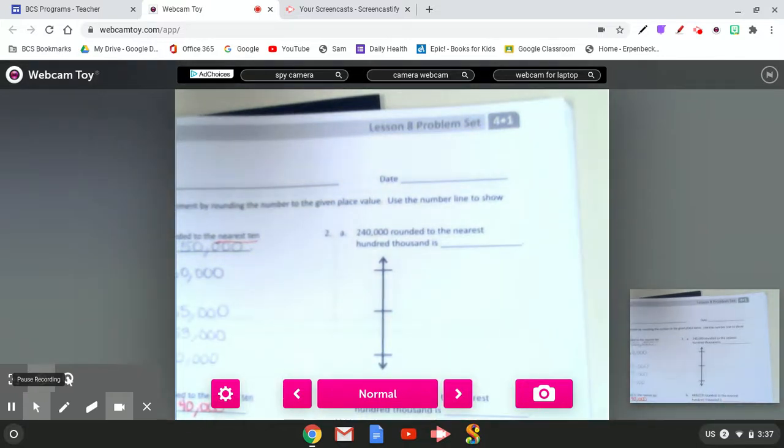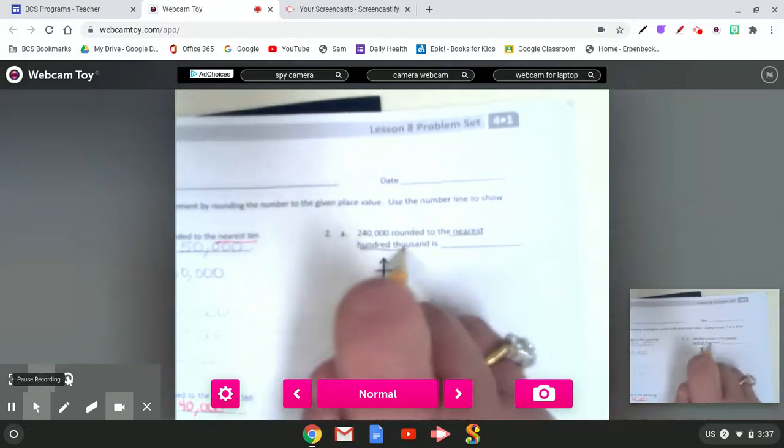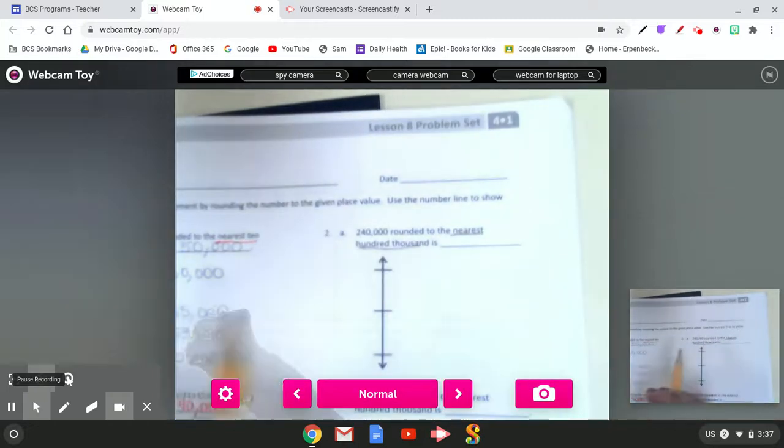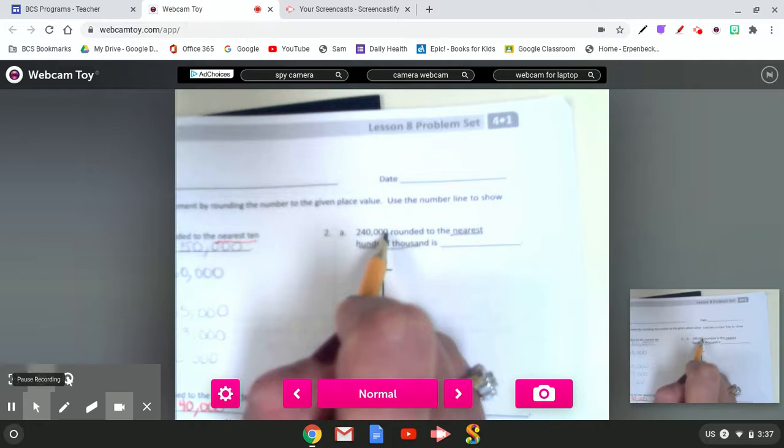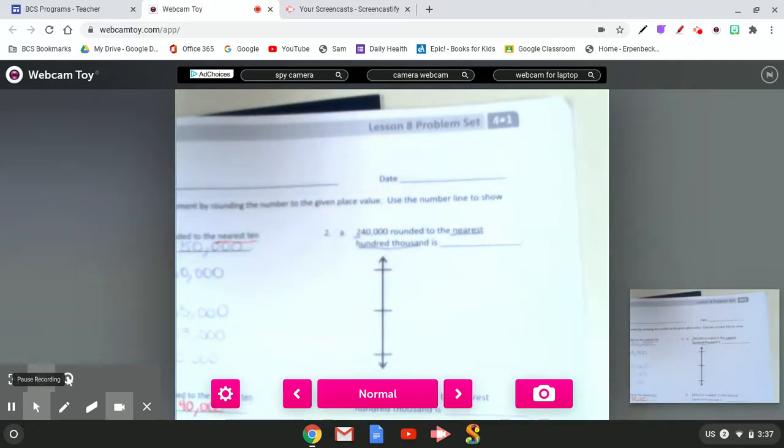240,000 rounded to the nearest 100,000. So just like we did when we were rounding to other places, we're going to find the place that it's asking us. So in this case, it's the nearest 100,000. So I'm going to come over and start on the right-hand side, count over. Ones, tens, hundreds, thousands, 10,000s, 100,000s. I notice that I have a 2 in that place. So I'm going to go ahead and write on the bottom of my vertical number line 200,000.